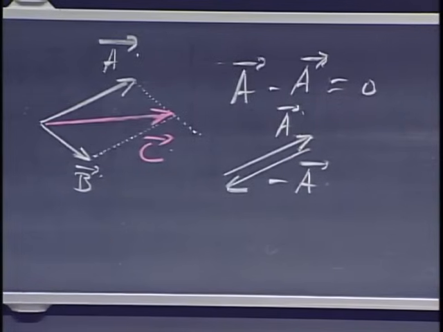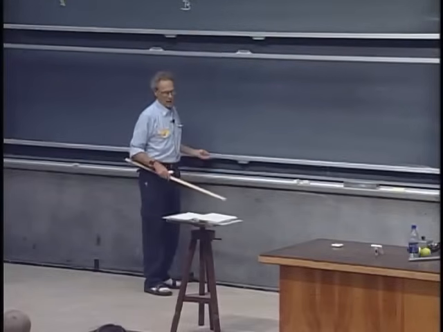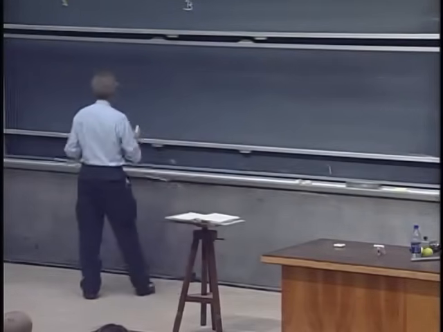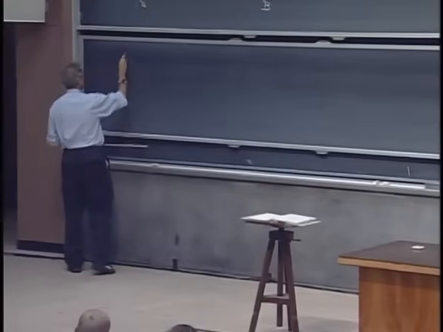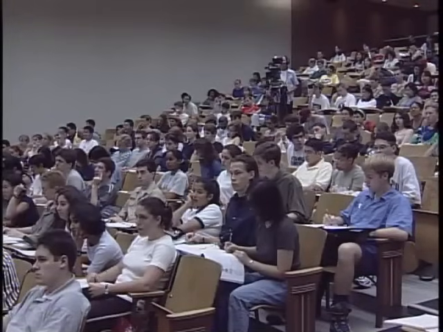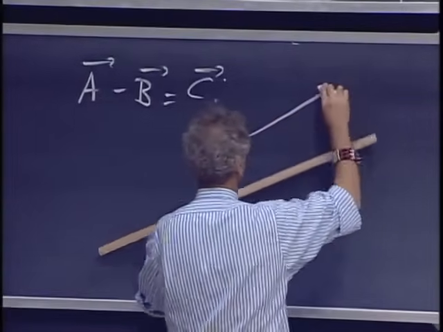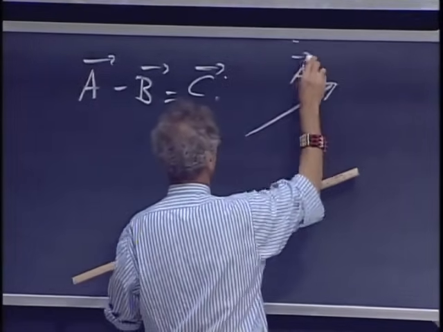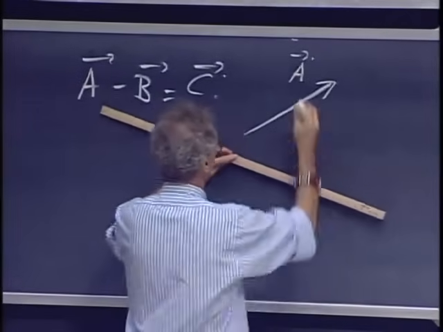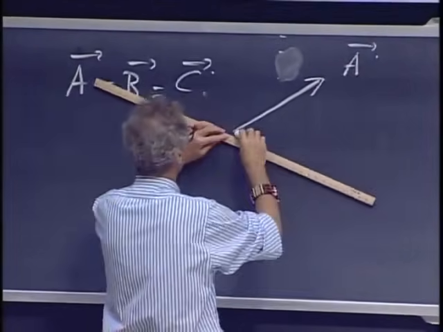And that brings us to the point of subtraction of vectors. How do we subtract vectors? So A minus B equals C. Here we have vector A, and here we have, let me write this down here, vector B.